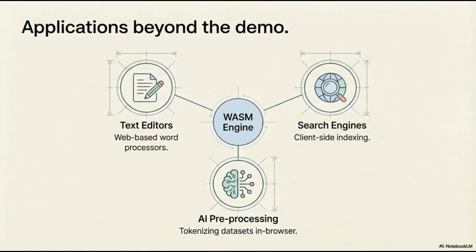The capabilities of a WASM engine extend far beyond simple demonstrations, enabling sophisticated applications directly within the web browser. For instance, in the field of text editing, it facilitates the creation of robust, web-based word processors with near-native performance. In the context of search engines, it allows for efficient client-side indexing, enhancing both responsiveness and data privacy. Furthermore, it plays a critical role in AI preprocessing by enabling the tokenization of large datasets locally in browser, which streamlines workflows and reduces server dependency.